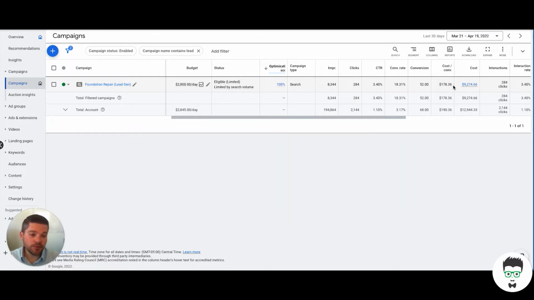$178.36 cost per acquisition per lead. So that's a per lead amount. And then the total cost for that is $9,274.66 for that campaign for the last 30 days.